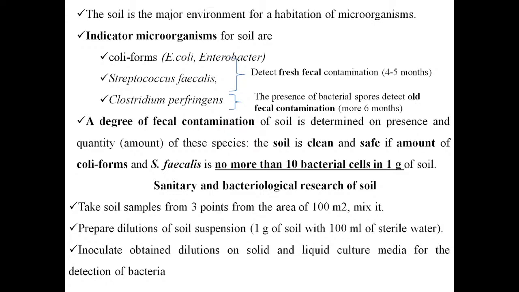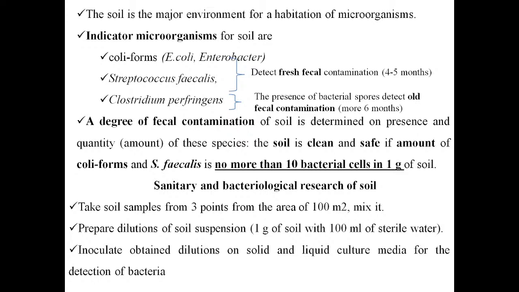Indicator microorganisms, you remember, I have said that indicator microorganisms are microorganisms that show the contamination of soil. These are coliforms, it's like in water. Coliforms are E. coli, Enterobacter and Citrobacter. Then Streptococcus faecalis, it's also a member of intestine microflora, and Clostridium perfringens. Clostridium perfringens is a spore-forming bacteria. In intestine, it lives in vegetative form.